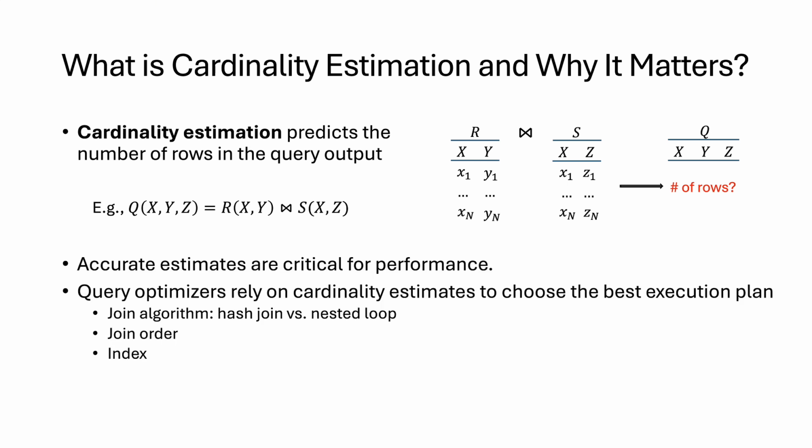Accurate estimates are critical for performance. Query optimizers use cardinality estimates to choose the best query plan. If the estimator predicts 1,000 rows, but the actual output is 100 times larger, the query optimizer may choose a suboptimal plan with poor performance.